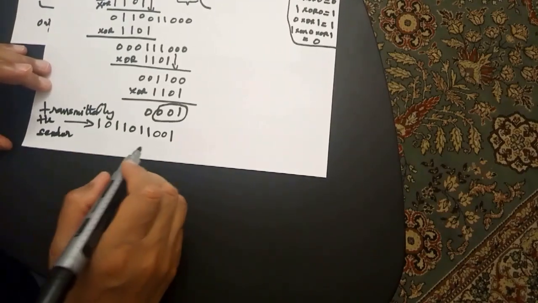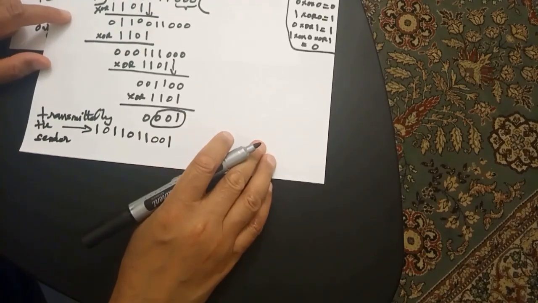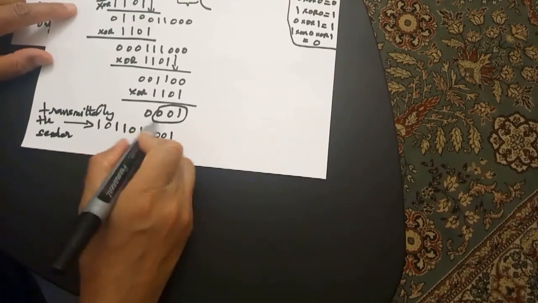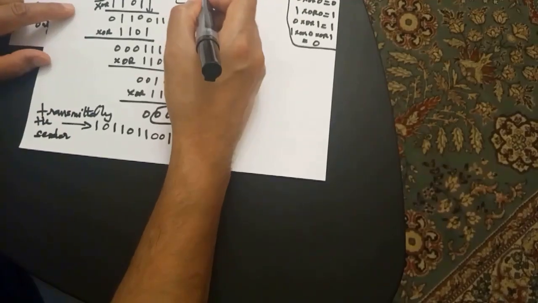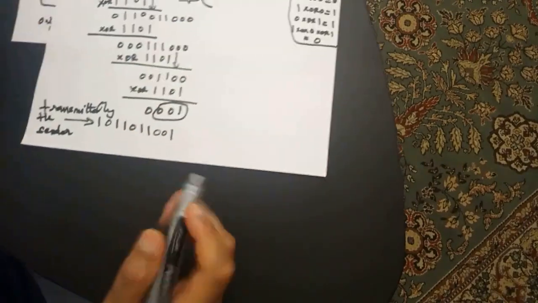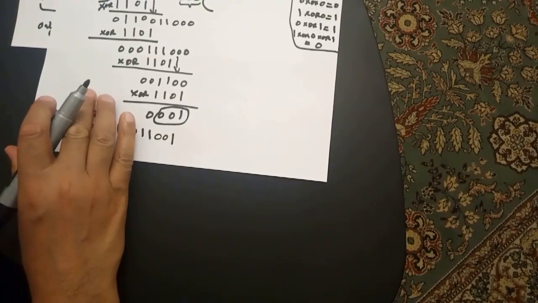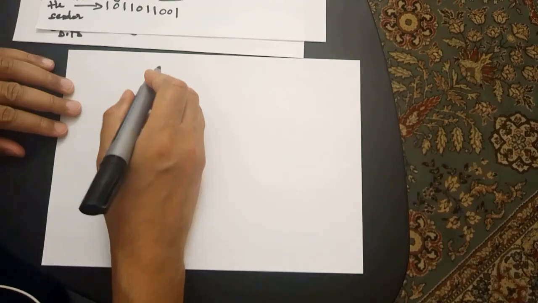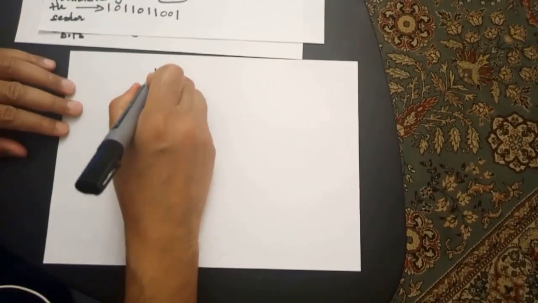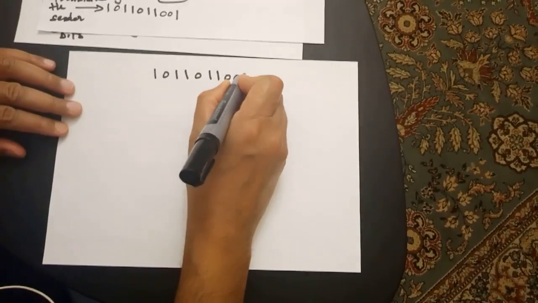Okay, so if the number of bits in the generator string, that is the value of n, had been 5, then we would have taken 4 bits here, right? So it is n minus 1, and we would have appended 4 zeros here. Clear? So now let's see what happens at the receiver. Let me grab another page. Now let's assume that the receiver receives this string error free, without any bit error. So what will it receive? It will receive 1 0 1 1 0 1 1 0 0 1, right?